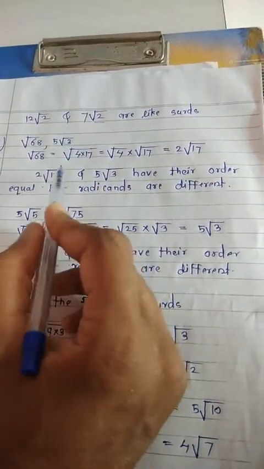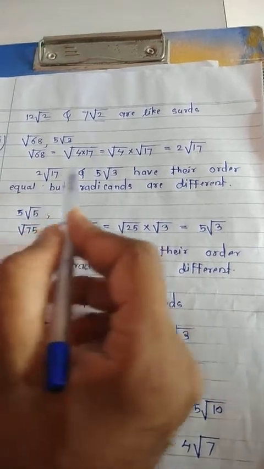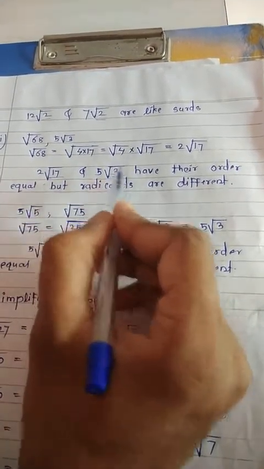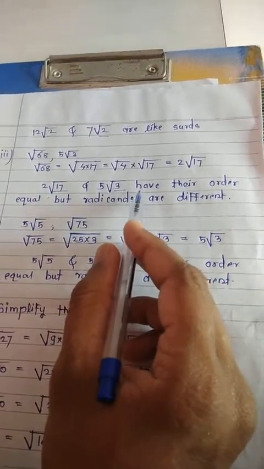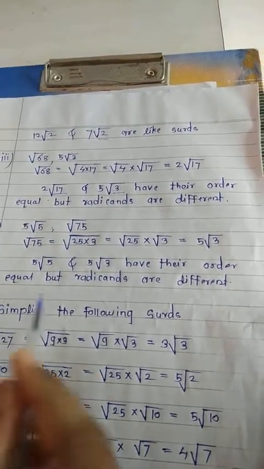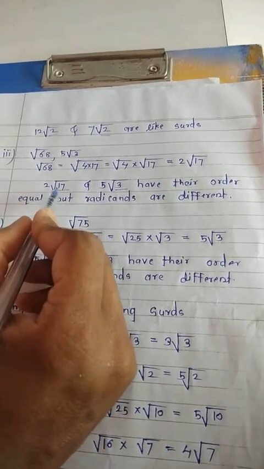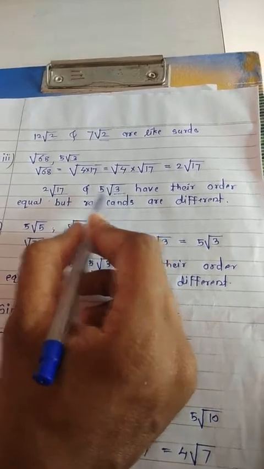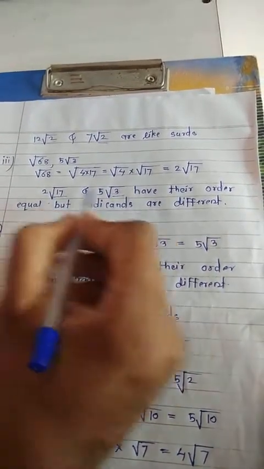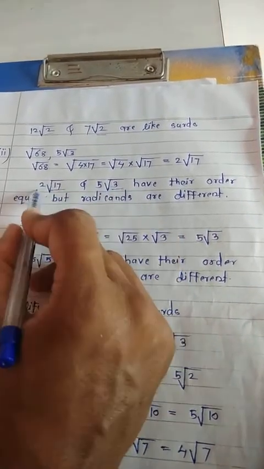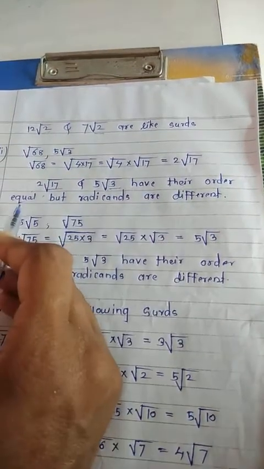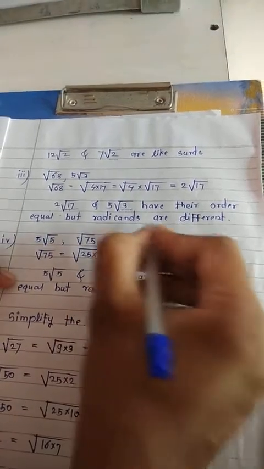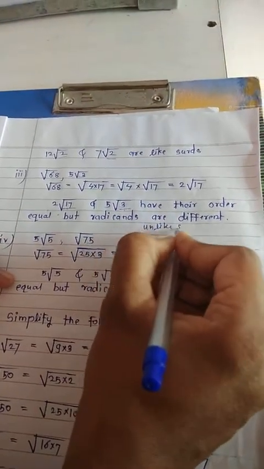So the second, 5 root 3, we just have to compare. So 2 root 17 and 5 root 3. Here the radicands are 17 and 3. These are different. Okay, and their orders are equal. Students, listen. 2 into root 17 is not the order, it is a multiplier, and 5 into root 3, these are the multipliers. The order is 2, square root and square root are both the same. These are the multipliers, 2 and 5. The order is equal, but the radicands are different. So we have to say that these are unlike surds. Okay.